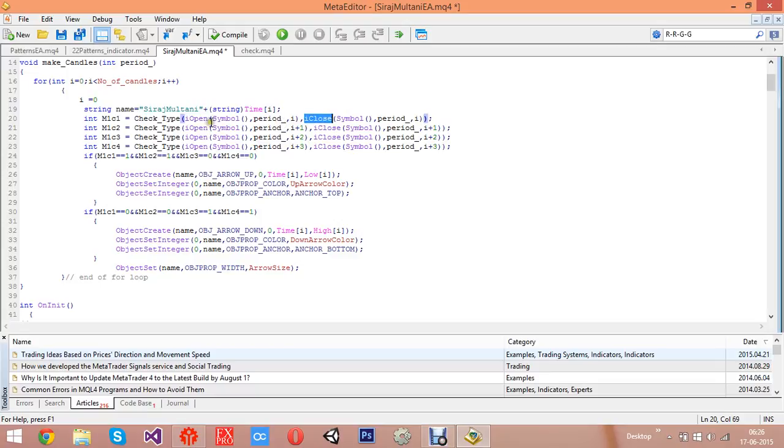So what I have over here is I send some values: the symbol, the current period which the chart is on, and the shift value, and it goes into the function that checks the type of the candle. The type of the candle is set to bearish or bullish, and the return value is saved in this variable.